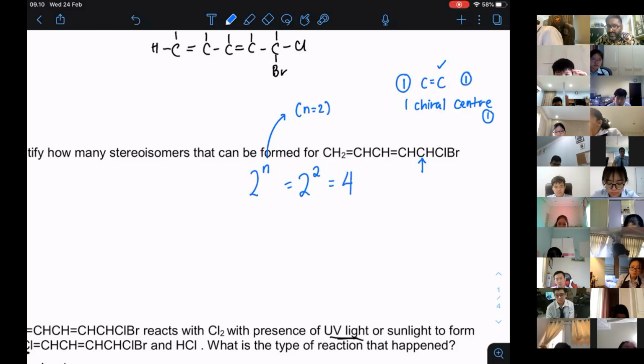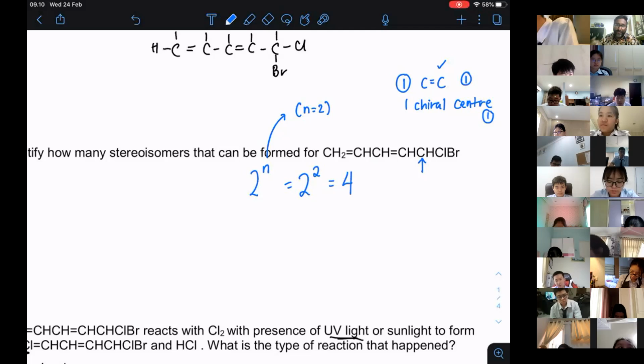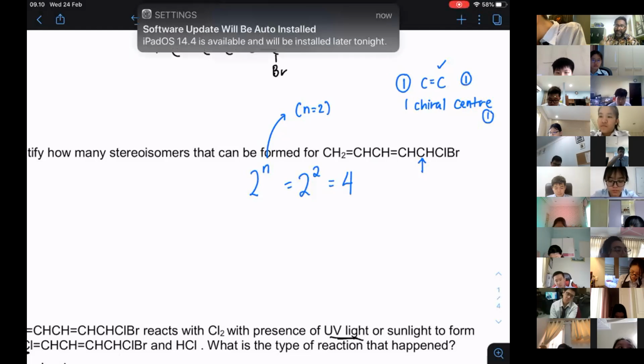Now, I don't want us to think so much on this, but I'm just going to explain using the formula. If you want to read more on this, there are a lot of resources you can read, but it's not in our syllabus, so please take note. This is one additional thing I'm teaching. On top of the double bond, if you have a chiral center, you just put it inside the formula, inside the n, and you will get the same answer, which is going to be 4, but the working was different.